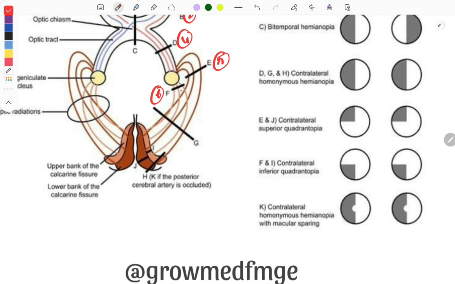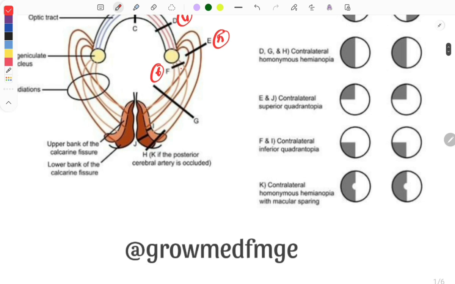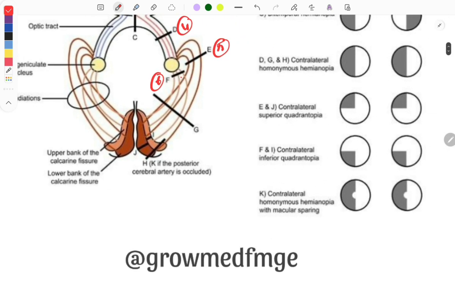Okay, then moving on to F, if the lesion is present in the optic radiations, you can see contralateral inferior quadrantanopia, called a pie on the floor appearance. So the inferior quadrants will be involved and the lesion will be contralateral.